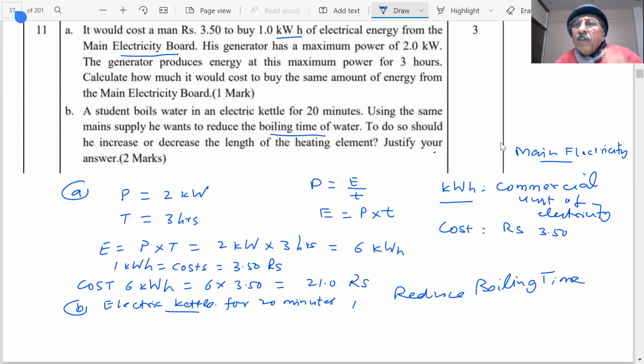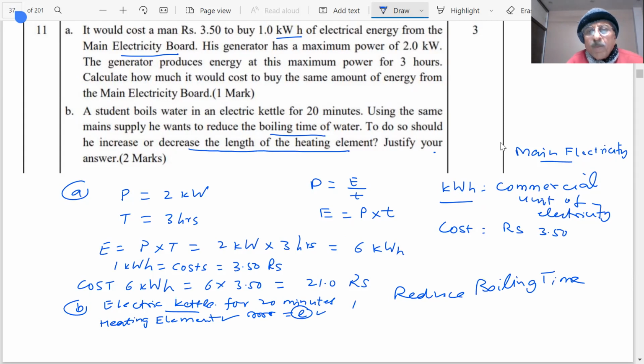How will you do it? You have the same electric kettle, but to do so, he should increase or decrease the length of a heating element. You know there is a heating element. You have studied the heating effect of current. The heating element has a coil, which has a length L. Because there is a resistance, electrical energy is converted into heat energy. Now, how will he reduce the boiling time?